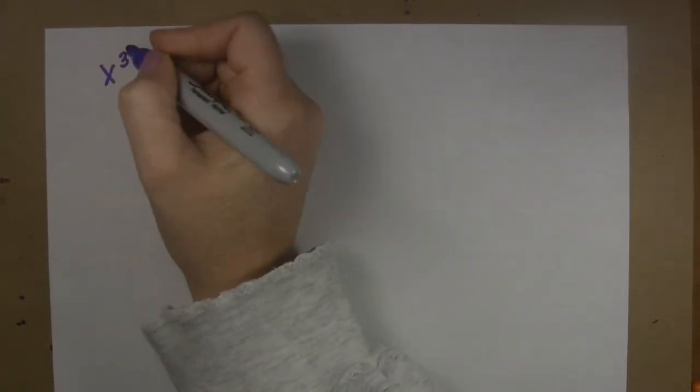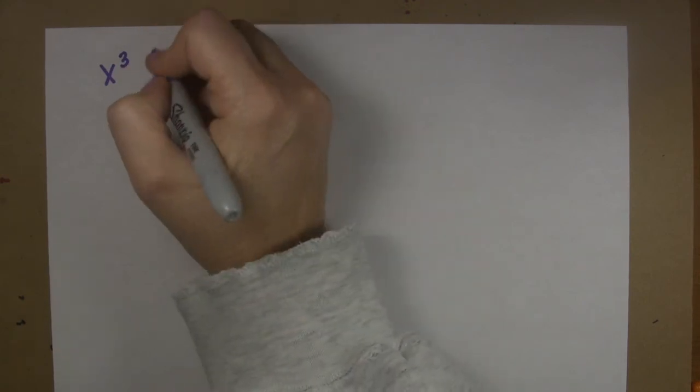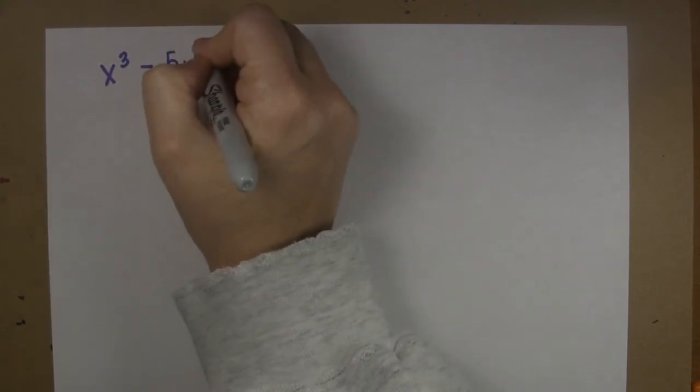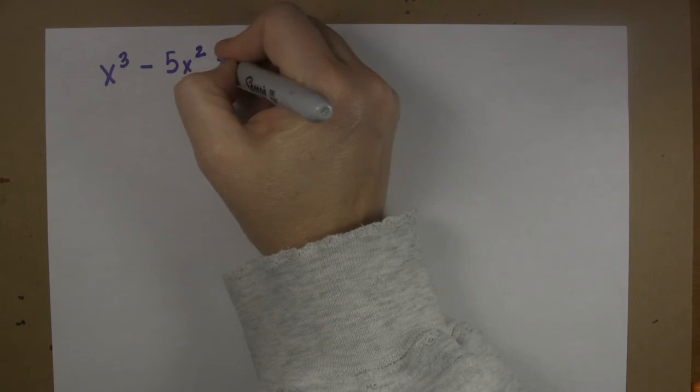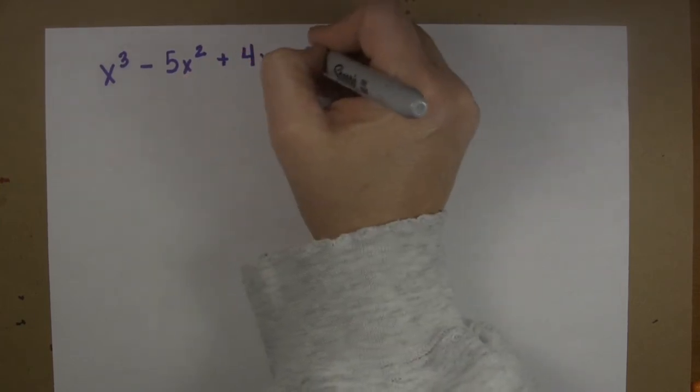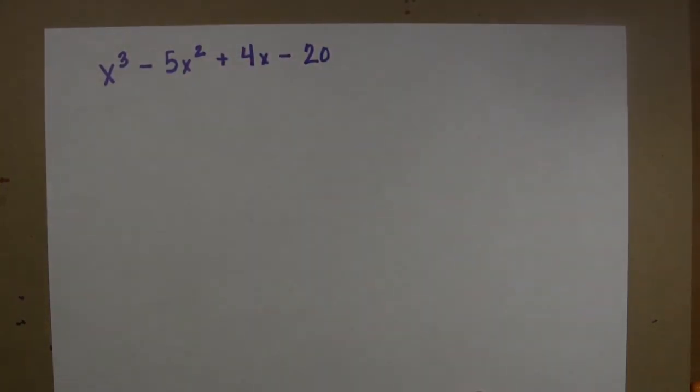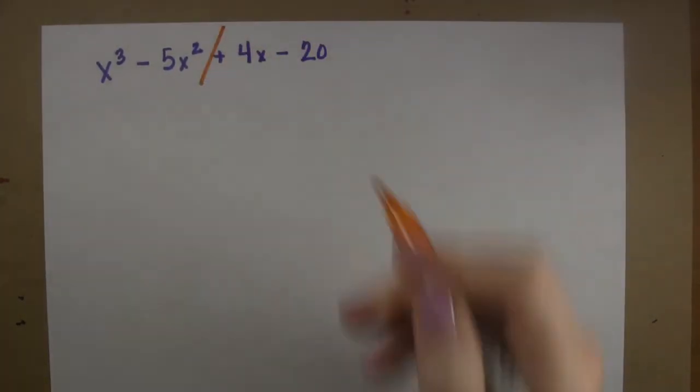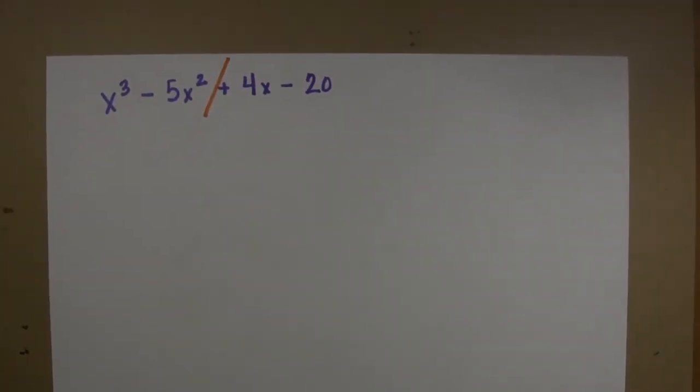Let's do x to the third minus 5x squared plus 4x minus 20. So again, you look at that and you think, there's not really much I can do with this using our old techniques. So I'll try a new thing. I'm going to whack it in half. And again, for our purposes right now, you can just assume that you whack in the middle.